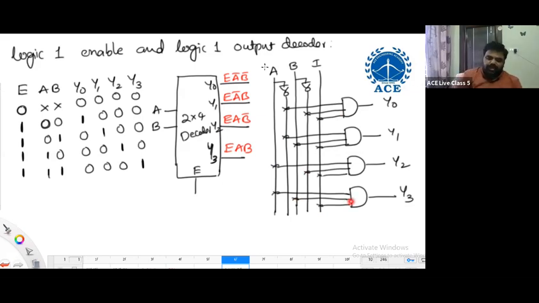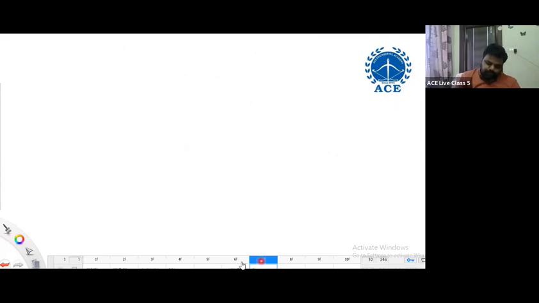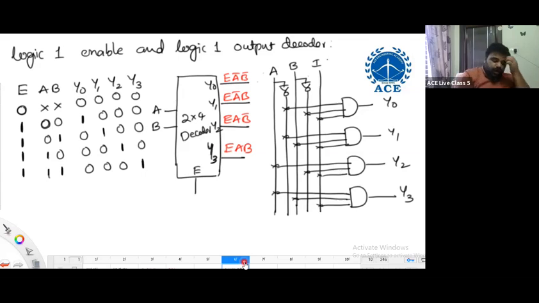Simple thing is S1, S0, E in the previous discussion, yesterday's demultiplexer. In place of S1, S0, I am using AB, and in place of I, I am using E. This is logic 1 enable, logic 1 output decoder. Yes, it is E.